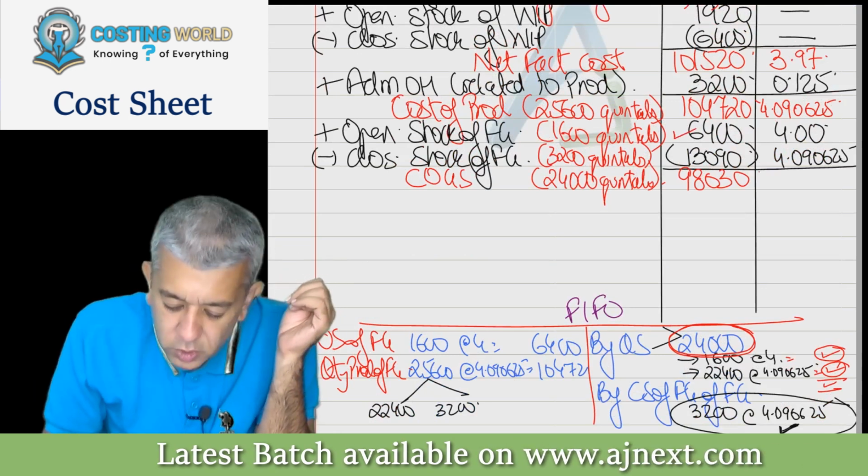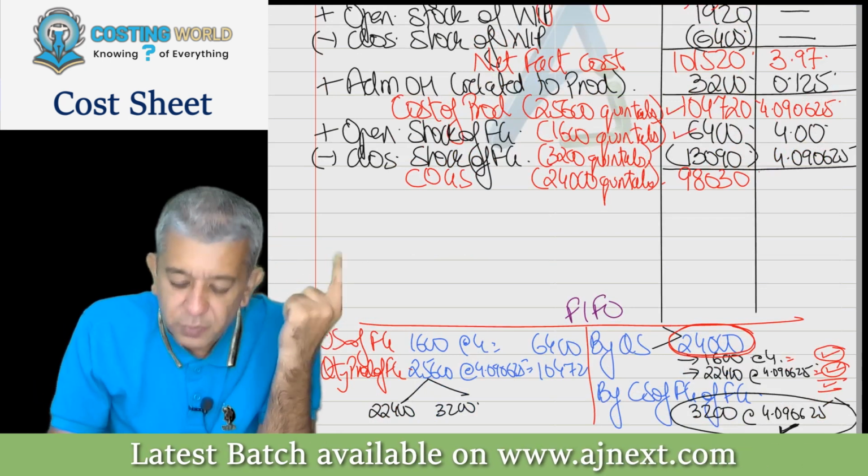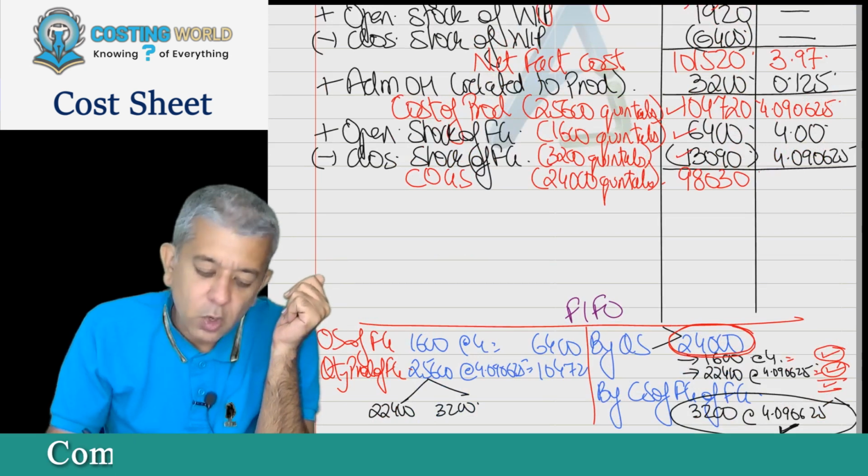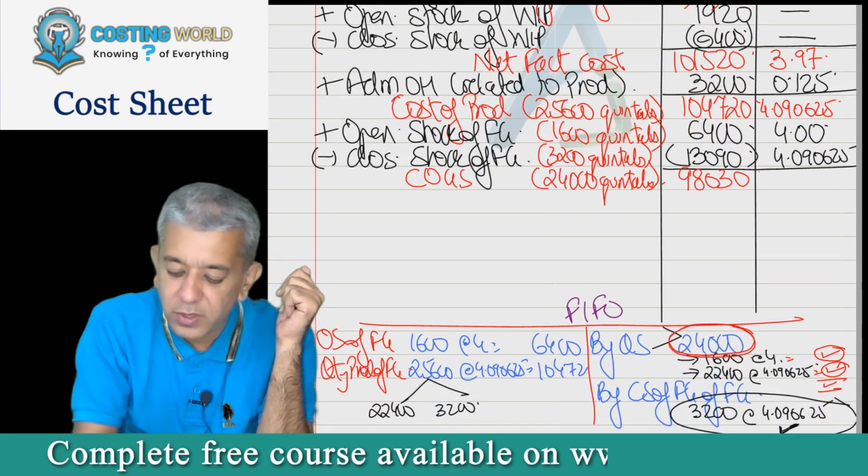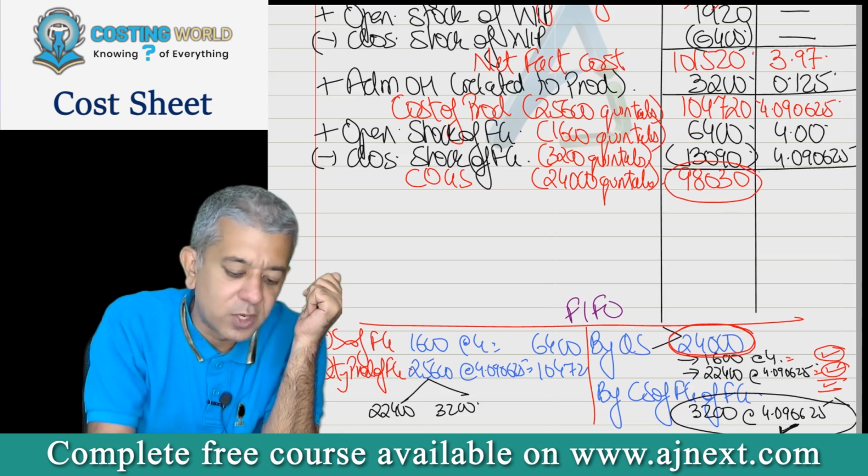Okay. Now, it's a very simple thing. This is cost of opening stock. This is cost of producing the goods in this year. There's a cost of the goods that you have with you at the end of the year. So therefore, remaining part is nothing but cost of goods sold.